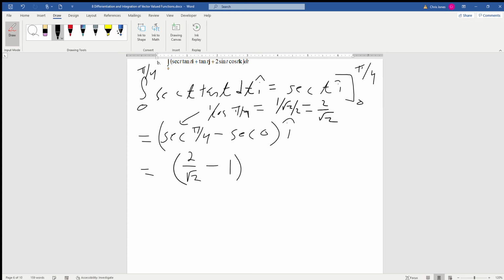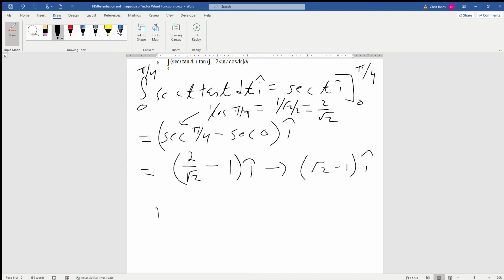All right, so we can leave it like that. If you were to rationalize this, you end up with 2 root 2 over 2. So another way to write this would be root 2 minus 1, i, if you were to rationalize it. Okay, so that's the first part.